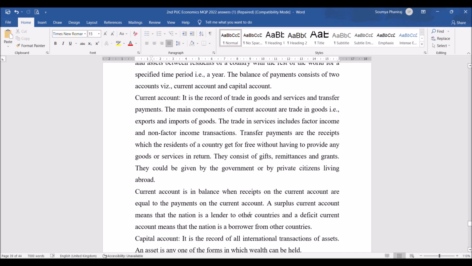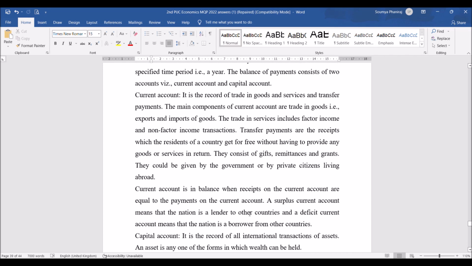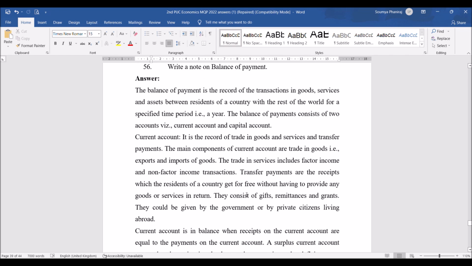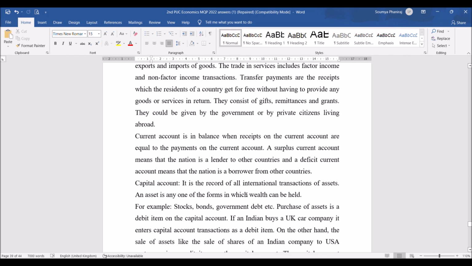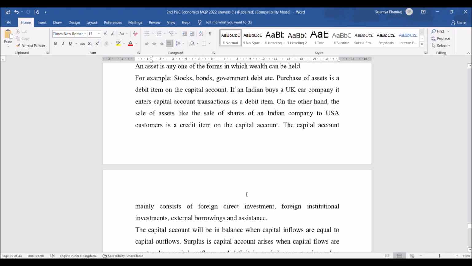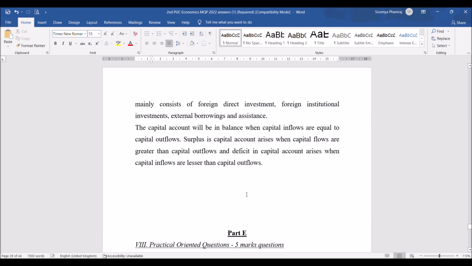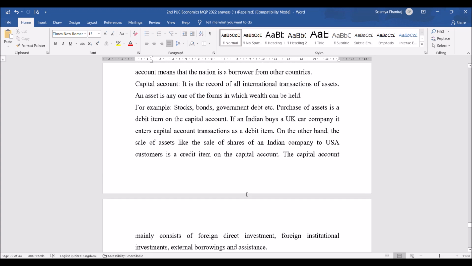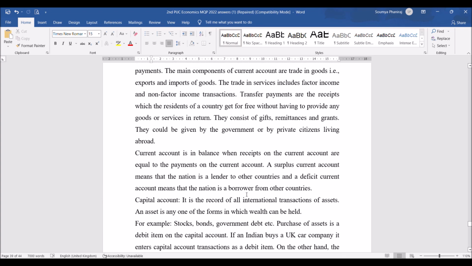So what is a current account? Again, students, don't get confused with the current account in the bank which we commonly use. No, this is not that current account. Since it is economics, in the context of economics, current account is a macroeconomic concept which comes under balance of payment. So you have to explain what is current account and what is capital account. And give a concluding paragraph about balance of trade.